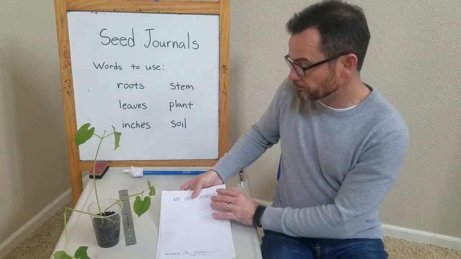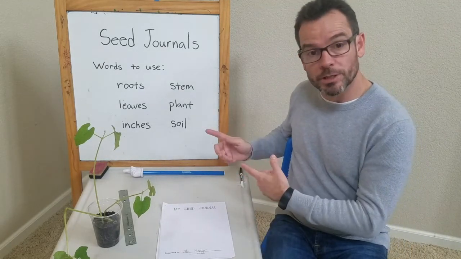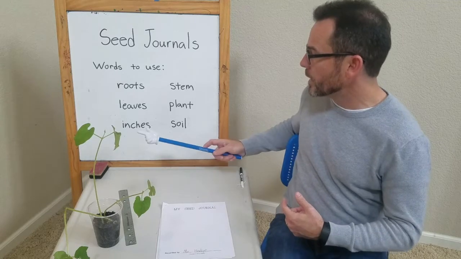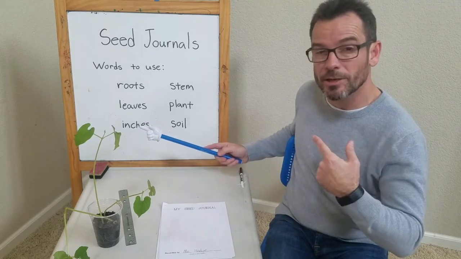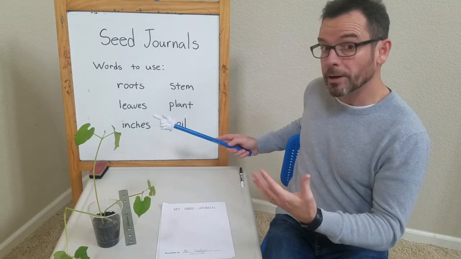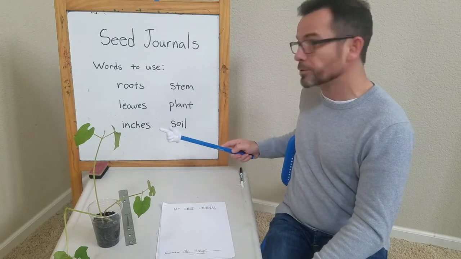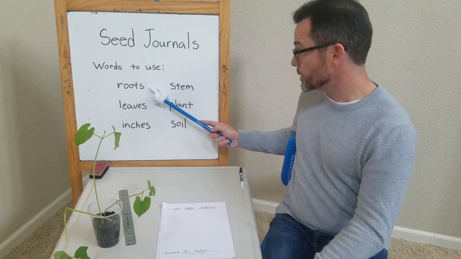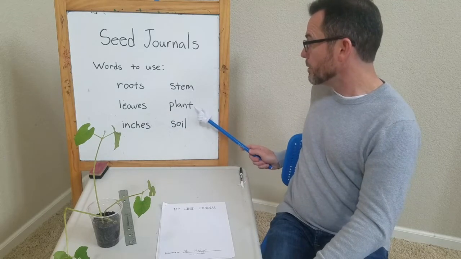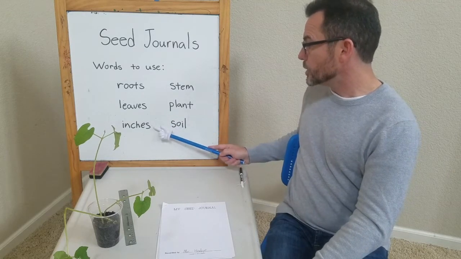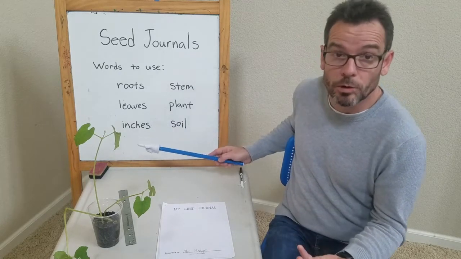And before I get started on that, I talked about a few words that you might use in your seed journal. I thought I'd write a few down because we are going to do one more page tomorrow, and you guys can already start thinking about what you might want to write about tomorrow. Some of the words that we can use for our seed journals are things like roots, stem, leaves, plant, inches, and soil. Now, obviously there's more words that you can use.